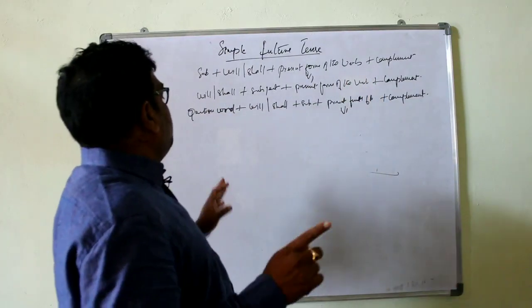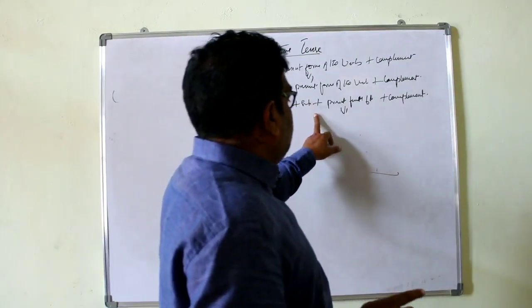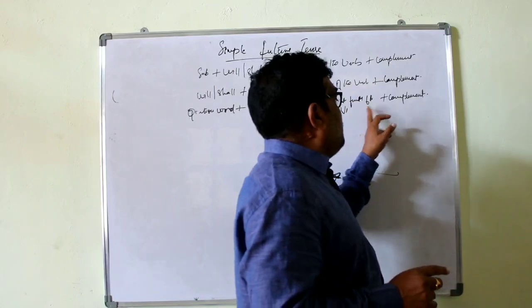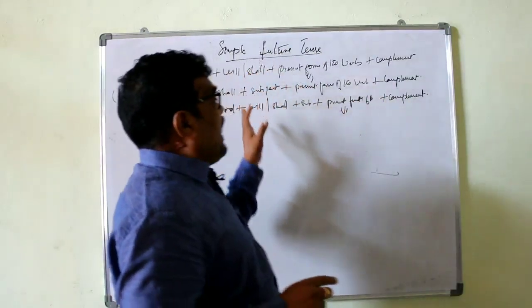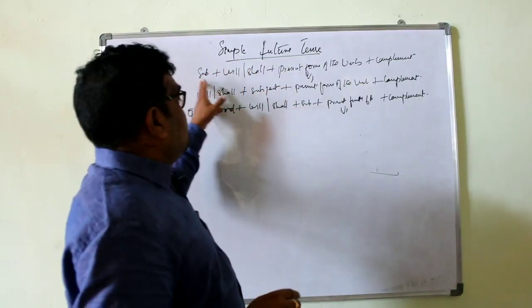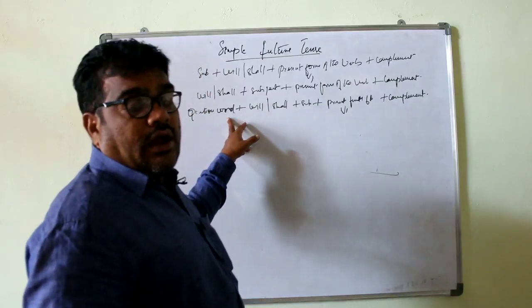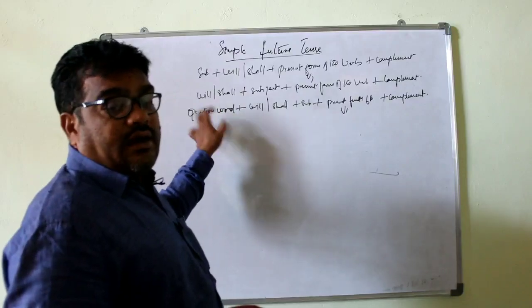To get wh-questions: question words plus will or shall plus subject plus present form of the verb, that is verb 1, plus complement. This is the pattern to frame simple future tense, yes or no questions, and questions in simple future tense. Write down.